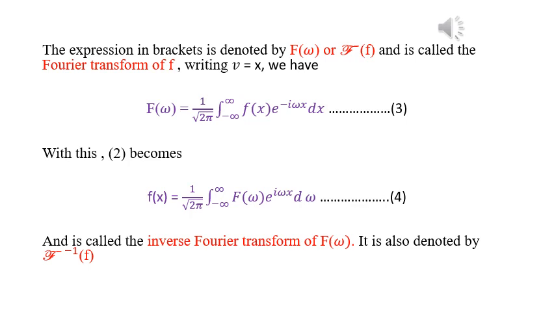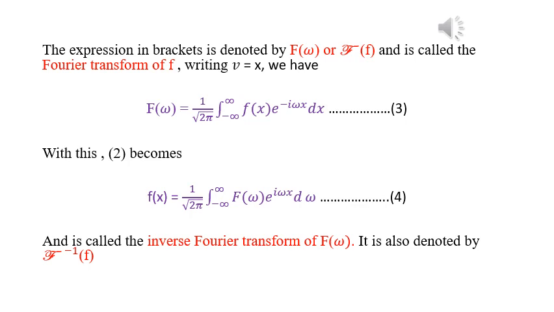Now with this third equation, you can get the inverse Fourier transform. That is, after substituting the expression in the bracket as F of omega, you will get f of x is equal to 1 by root 2 pi integral minus infinity to infinity F of omega e raised to i omega x d omega. And this is the inverse Fourier transform of F of omega. It is also denoted by script F inverse of F, where F is the given function.